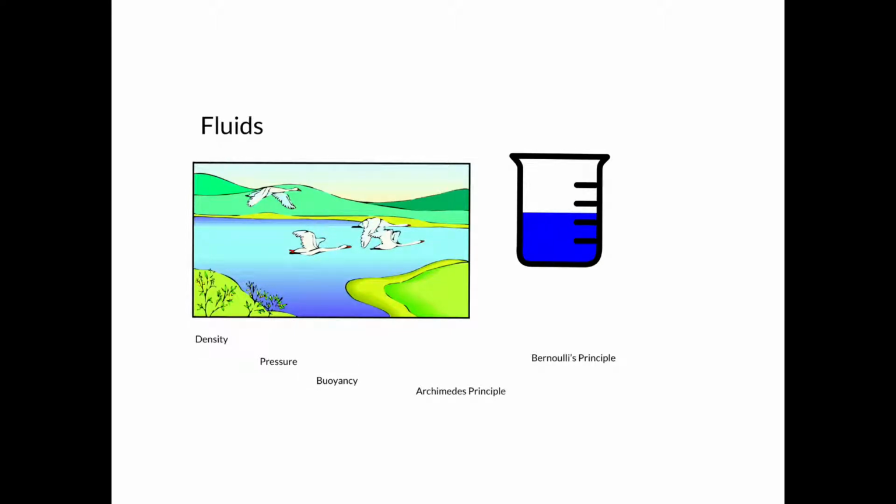All right, here we are in the chapter called Fluids. The word fluid comes from the word flow. That means this includes both liquids and gases, since both liquids and gases can flow. And in this chapter, we're going to look at concepts like density, pressure, buoyancy, Archimedes' principle, and Bernoulli's principle. Important concepts they are. So let's get moving.